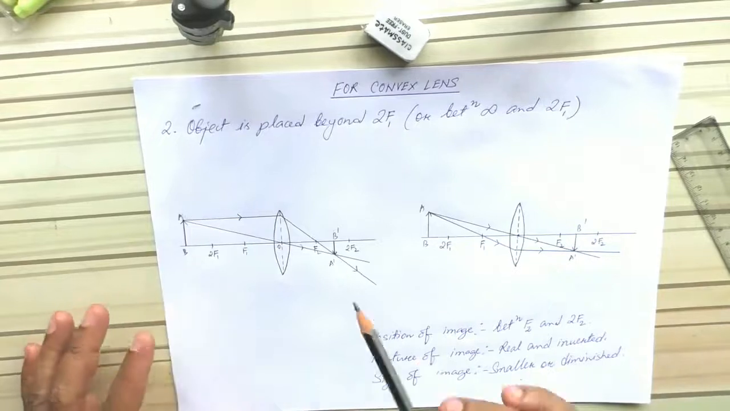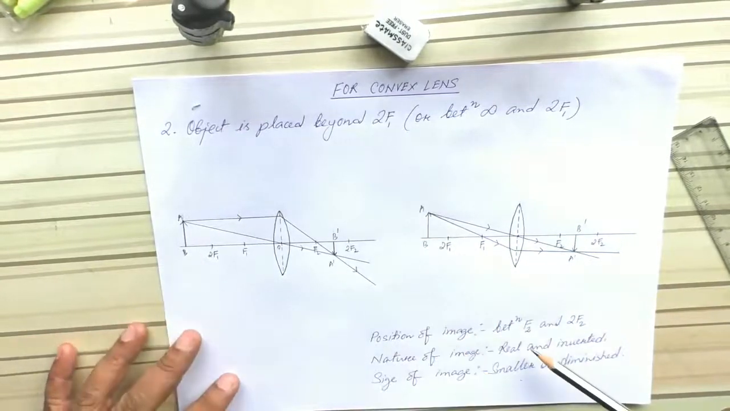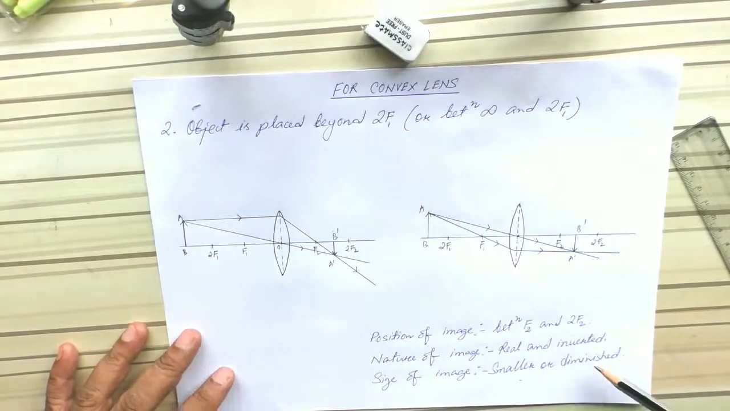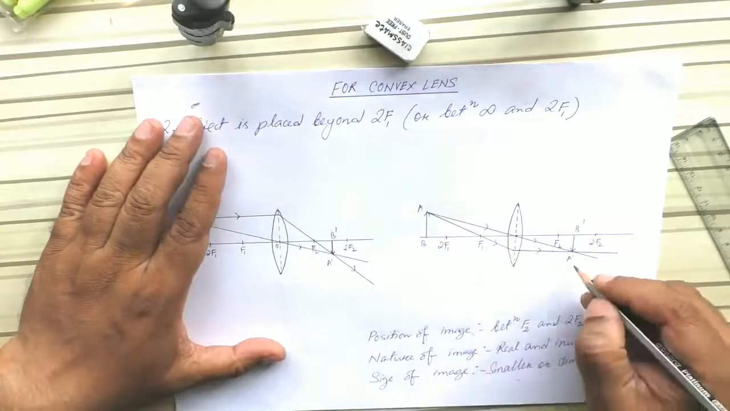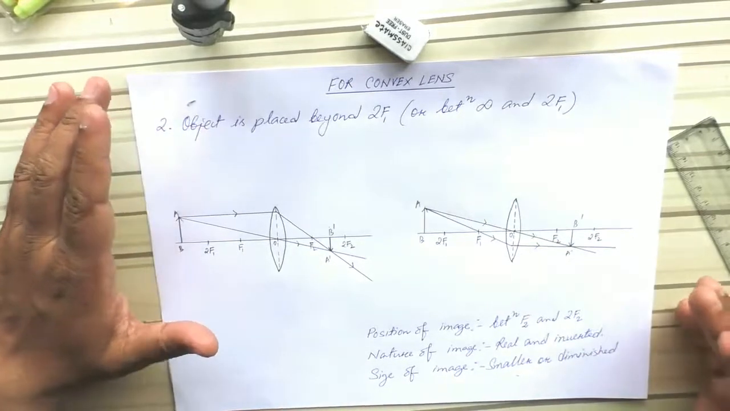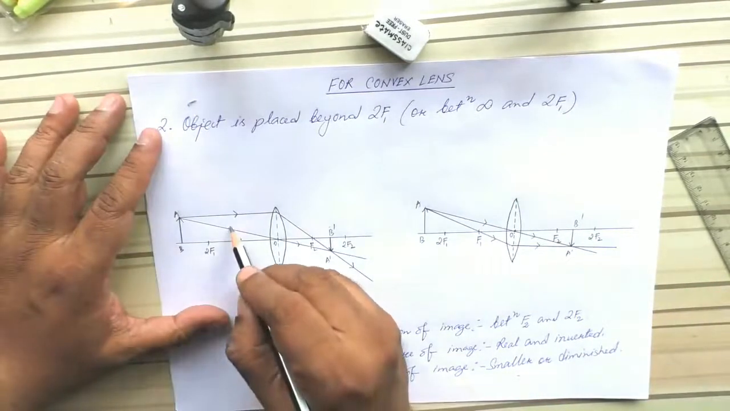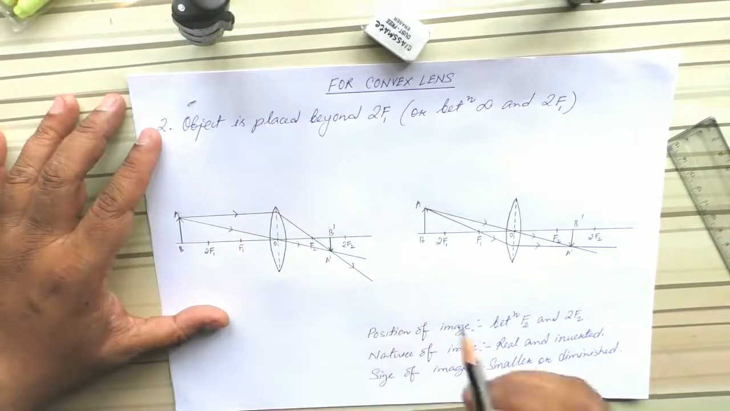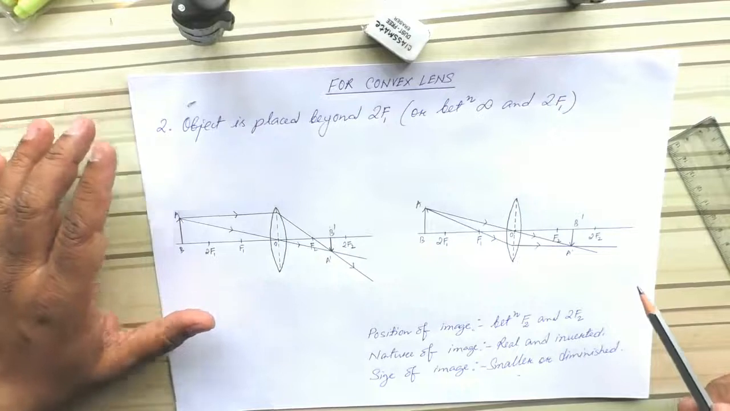So in the second diagram, object is placed beyond center of curvature, image is formed between focus and center of curvature, real and inverted, smaller and diminished. You can do labeling like this, AB and A dash B dash, this is optical center. While drawing ray diagrams, you should always consider marking of arrow marks properly, because they are very much important.